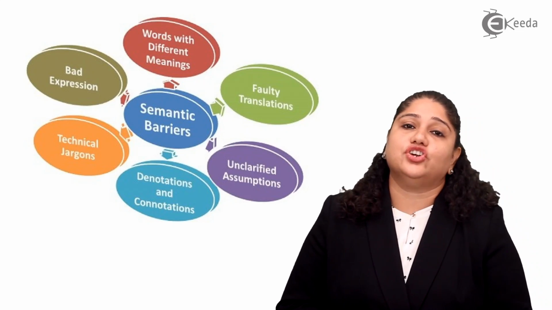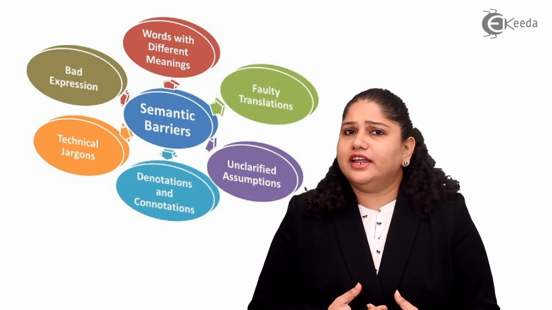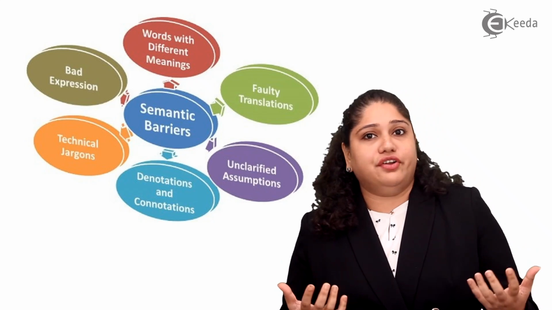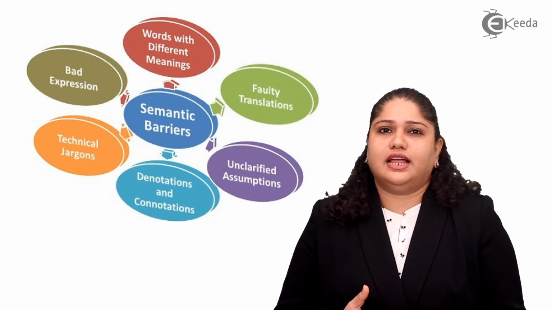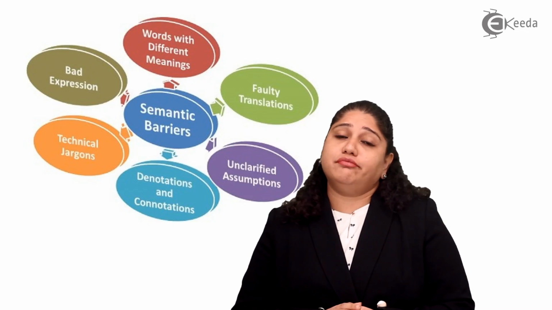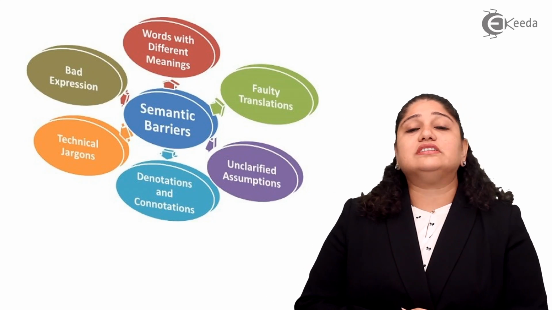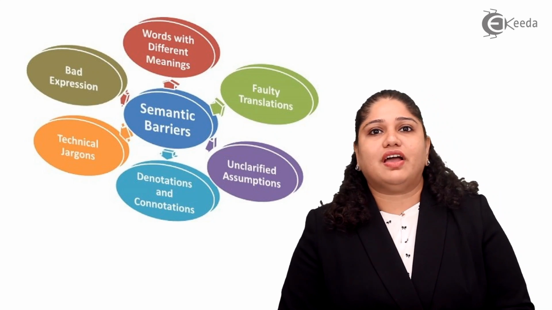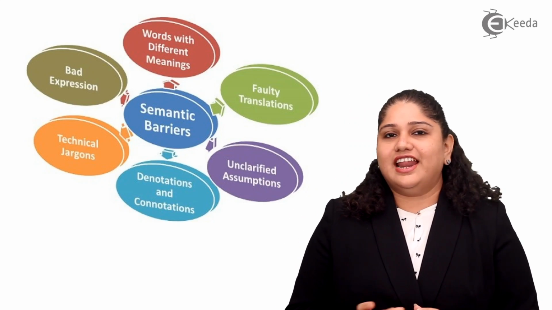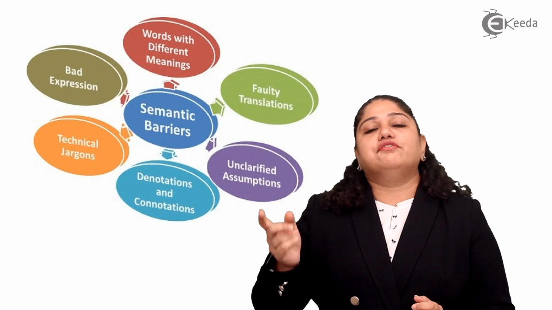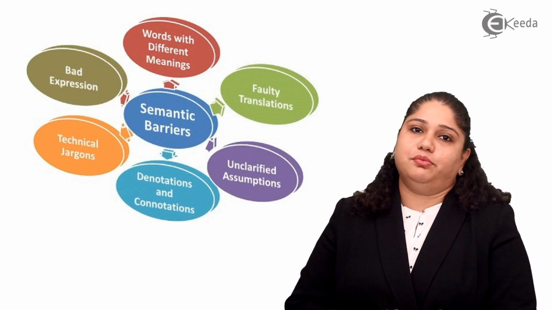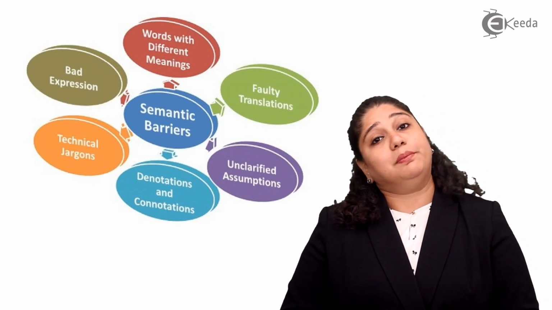The next one is technical jargons. Maybe I might be an engineer, but I have a lot of technical words which I know. They might sound very great, but at the same time, for a common person, those are jargons for him. So technical jargons are also responsible for me not communicating well. The last one is bad expressions. Now suppose if I am talking about a particular very positive topic, but my expressions are not right, and I have bad expressions. So these all are responsible for not communicating well, and these are semantic barriers of communication. Let us go through each one of them in detail.